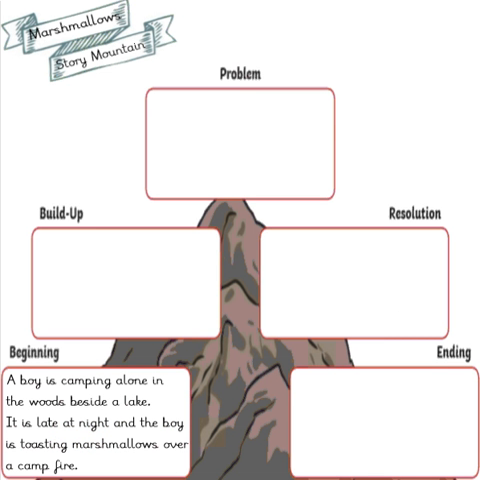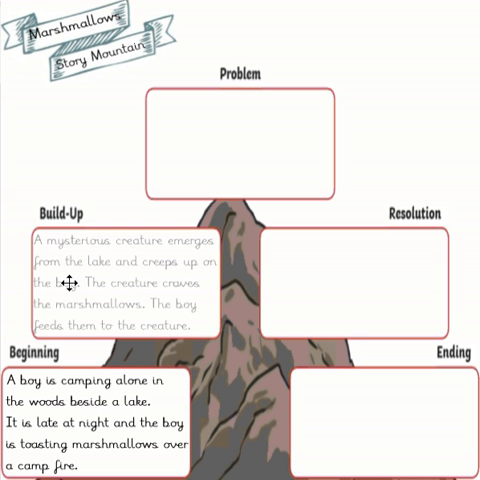Let's take a look at our story mountain. On your timeline, you should have captured that the mysterious creature emerges from the lake, that the creature creeps up on the boy, that the creature then craves the boy's marshmallows, and that the boy begins to feed them to the creature. These are all parts of the build-up leading to the dilemma.